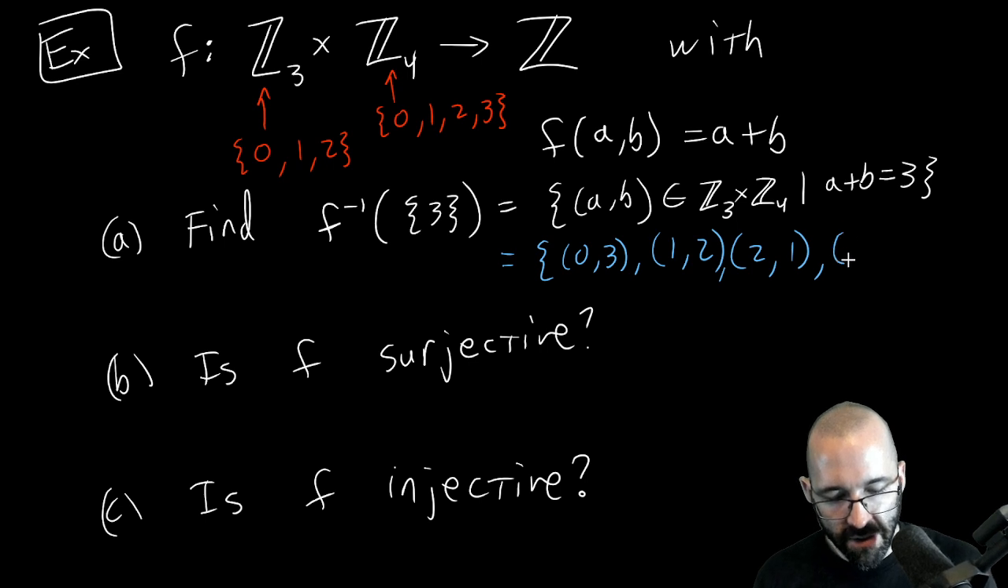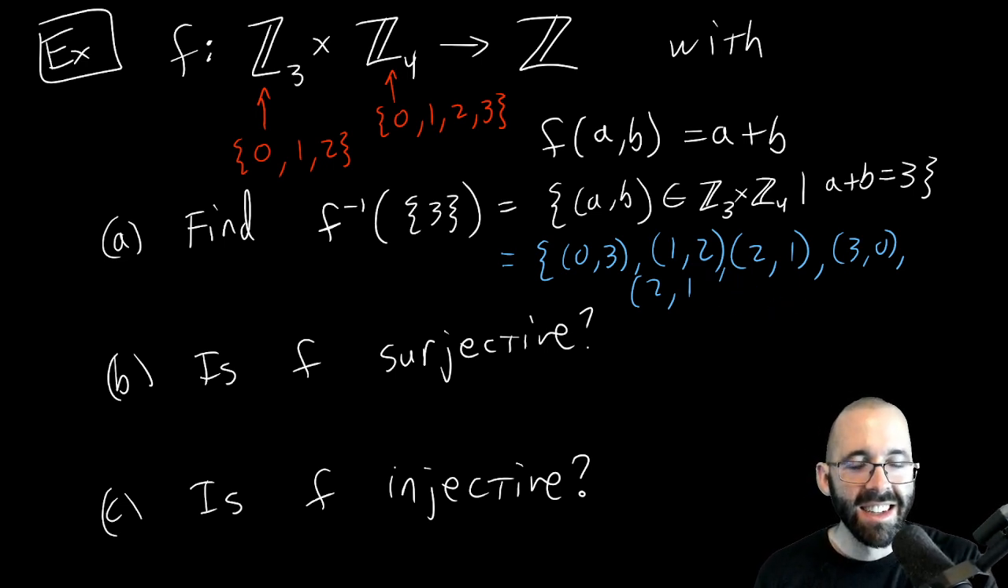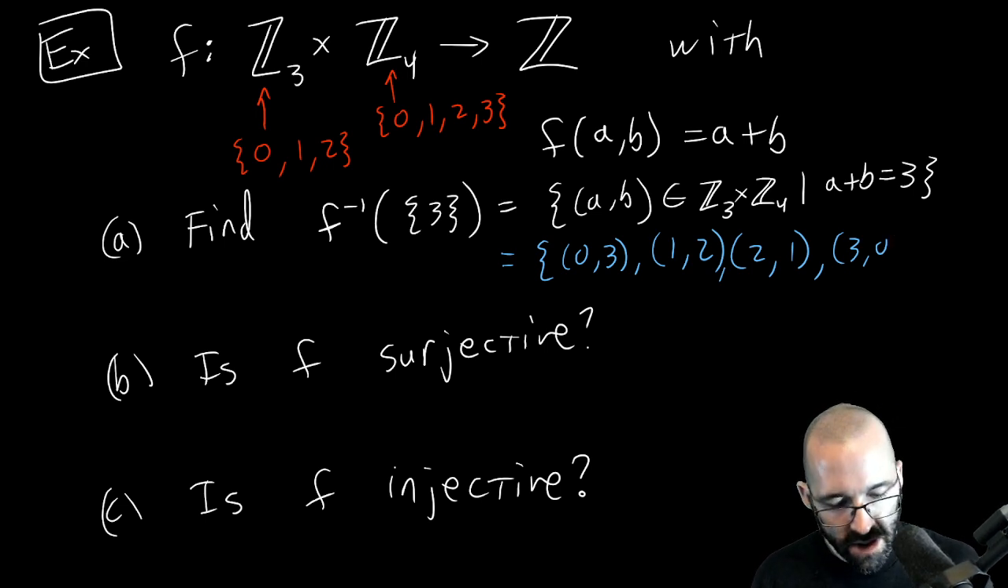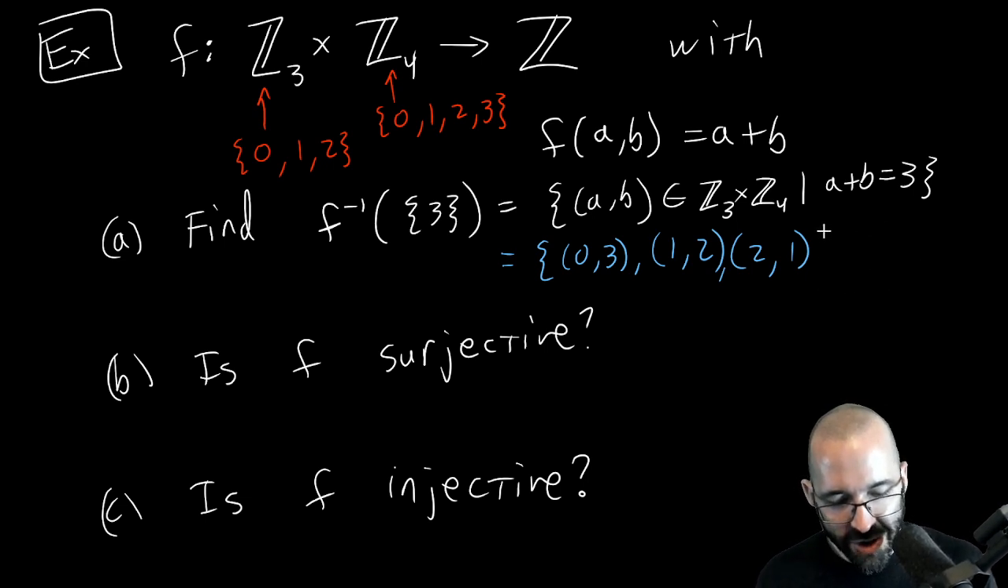Okay, so we have (3, 0). We have (2, 1). We have 1. Oh, wait, we already wrote (2, 1). So we don't have, all right, this is a nightmare. All right, so this should be it, unless my brain is completely fried. All right, so we have these 3 elements that are going to get us there.